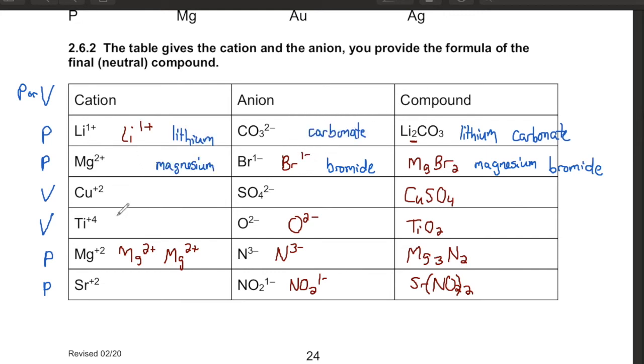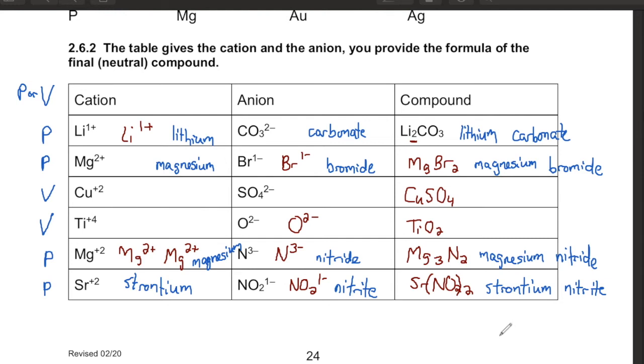Okay, so let's skip the variable for now, and we'll name this one magnesium. Nitrogen, when it takes on a charge, is nitride. So this is magnesium nitride. This is strontium. This is the nitrite ion if you look on your polyatomic chart. And so this would be strontium nitrite. So be careful with spelling. Some of these have very close spelling and mean very different things.